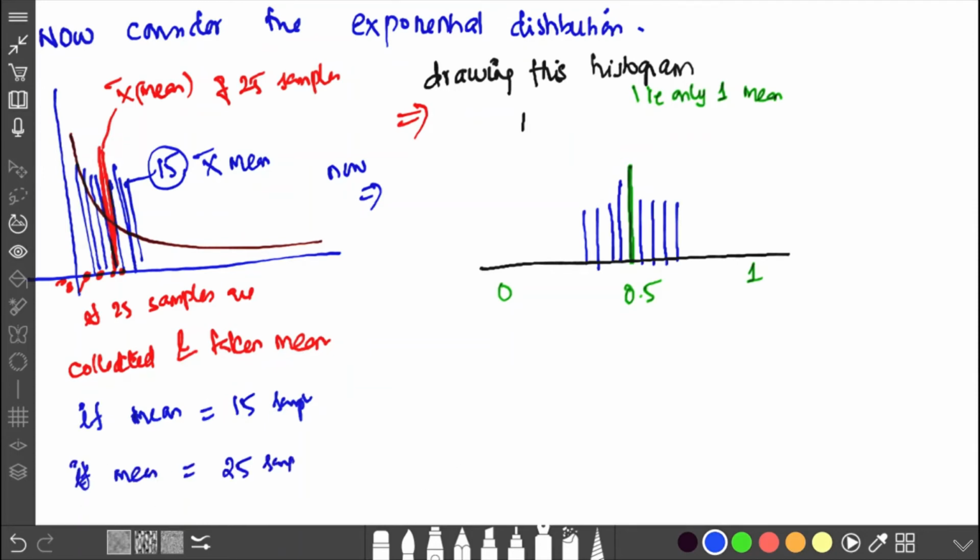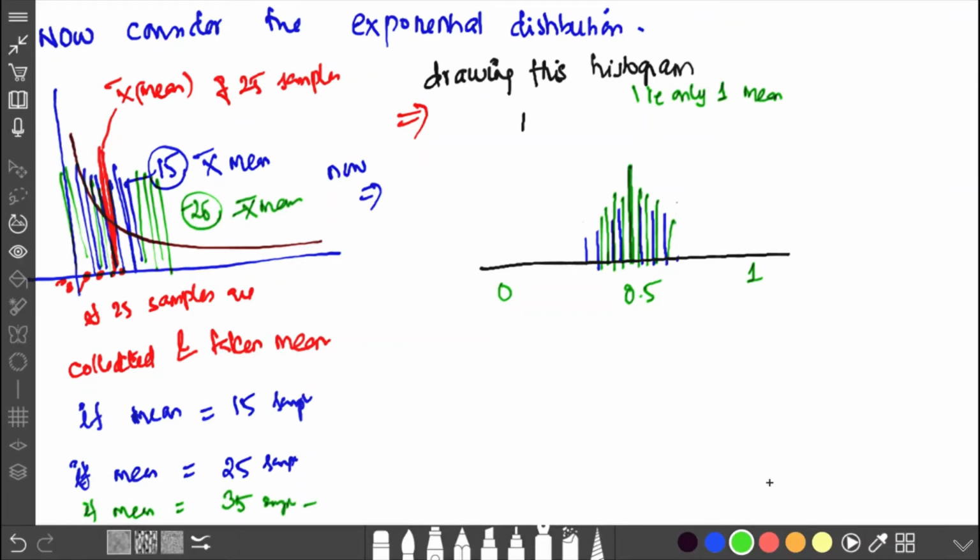For 15 samples, what happens? For 25 samples, what happens? If I increase the data points, we can see here the histogram is clearly getting modified into a bell-shaped curve, which shows it is normally distributed. A normal distribution is what we get when we plot a histogram of the sample means taken as experimental input. After the process, it will not be the same as the distribution given as input.